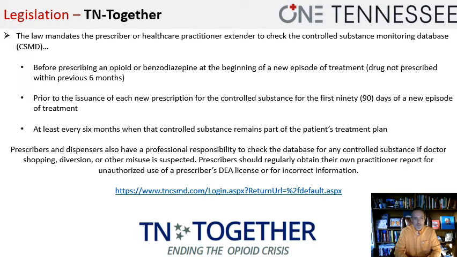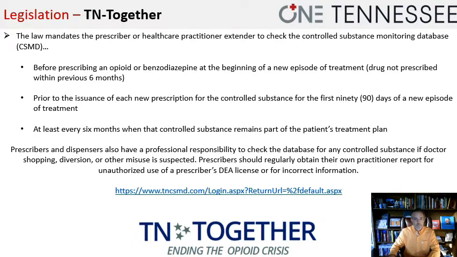You also need to check prior to the issuance of each new prescription for the controlled substance for the first 90 days of a new treatment episode. So for the first 90 days, for each 30-day prescription, you need to be checking the Controlled Substance Monitoring Database. After that 90-day period, if they need to be on opioids long-term, it now translates into a chronic condition and you don't need to check as frequently. If that's the case, you need to check at least every 6 months when that controlled substance remains part of the patient's treatment plan. And remember, prescribers and dispensers have a professional responsibility to check the database for any controlled substance if doctor shopping, diversion, or other misuse is suspected. So if your gut tells you to check, check.